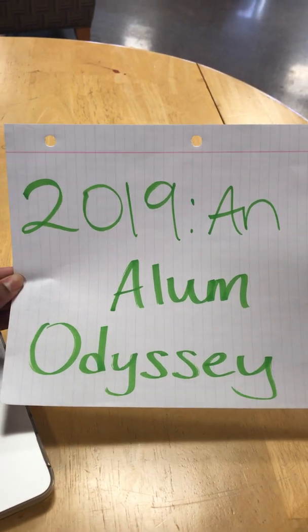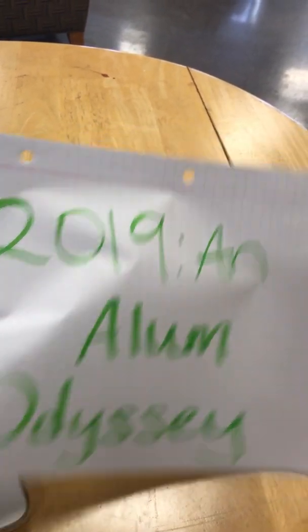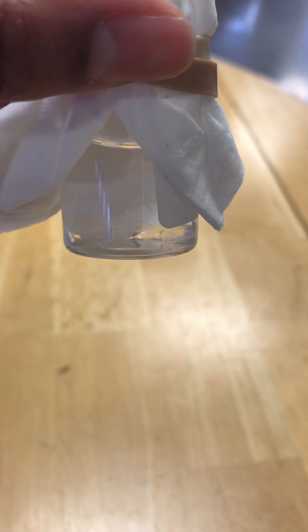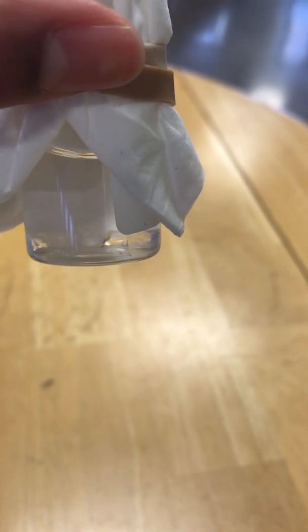So this is my second video, 2019 in Alum Odyssey. My crystals have grown a lot since the first video. There are now 6 crystals in the container and they vary in size. None of them are the exact same shape and some are more clear than others.